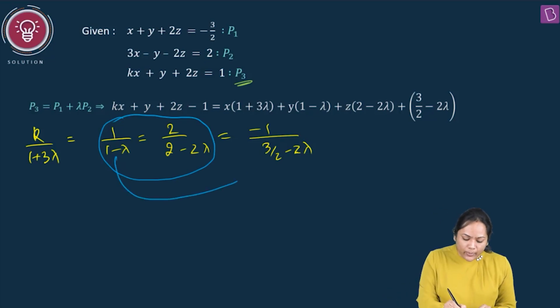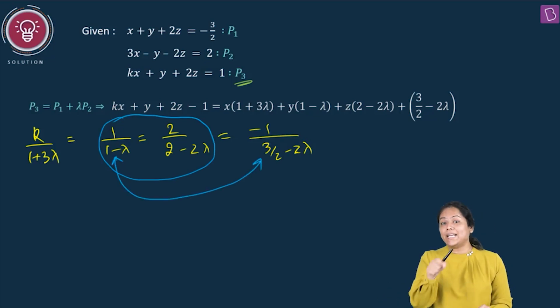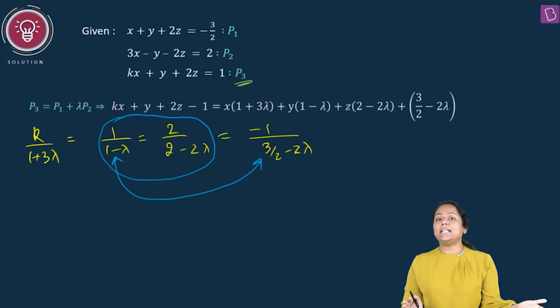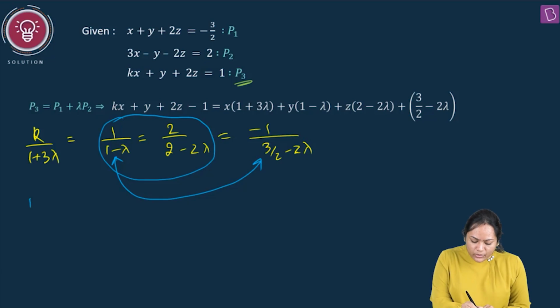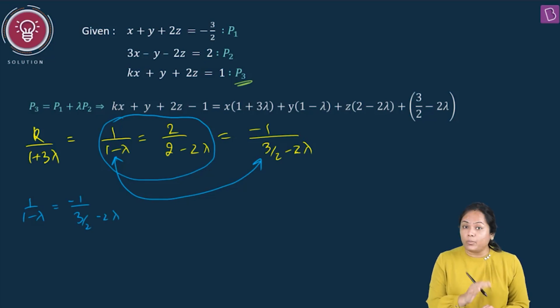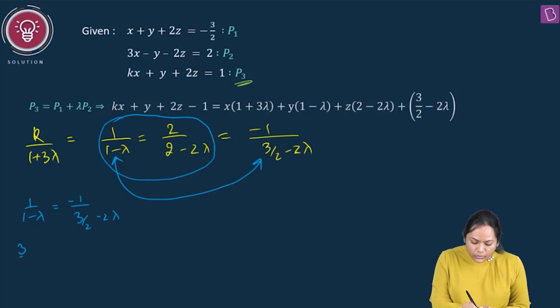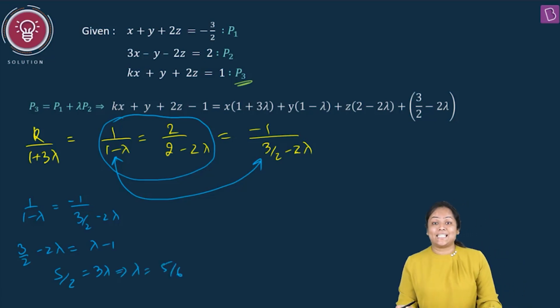So that means I'll equate this and this to first get the value of lambda and then I'll get the value of k. As simple as that. So when I do that, I'm going to get 1 upon 1 minus lambda is equal to minus 1 upon 3 by 2 minus 2 lambda. When I cross multiply, I'm going to get 3 by 2 minus 2 lambda is equal to lambda minus 1. So from here, 5 by 2 is equal to 3 lambda. Lambda value comes out as 5 by 6.